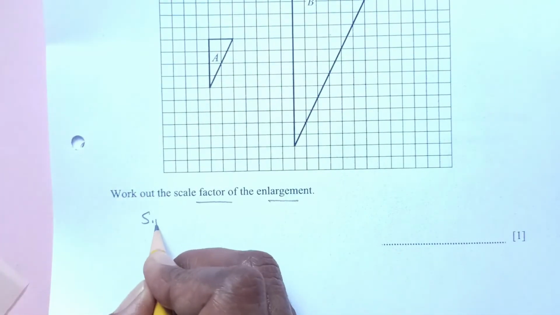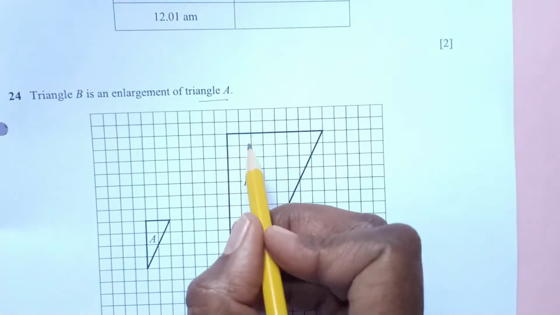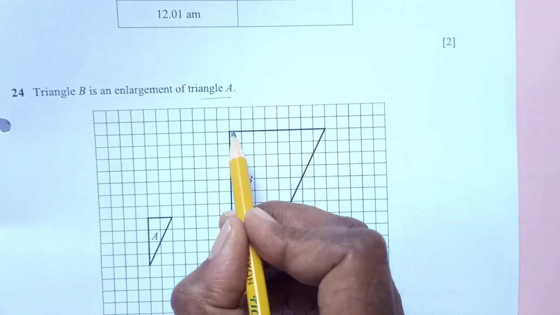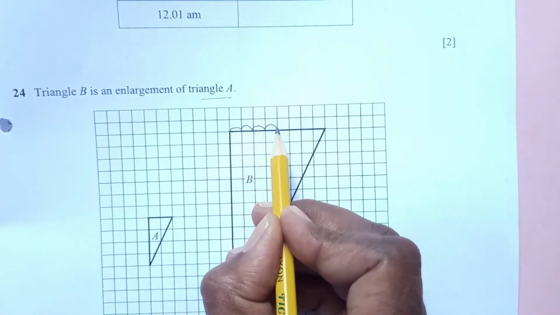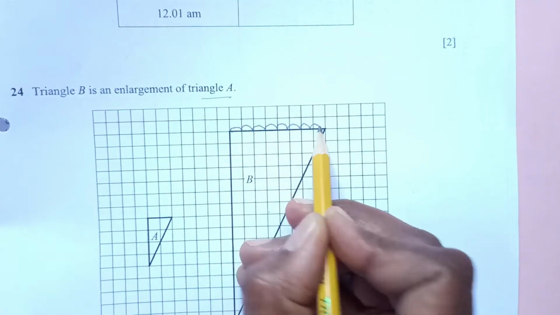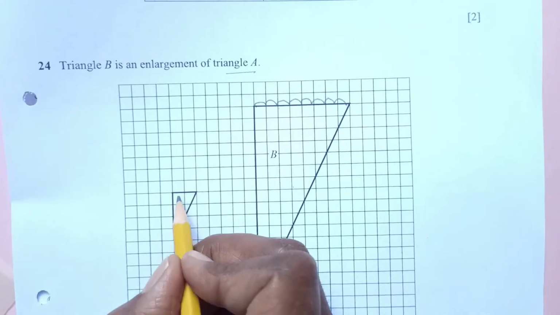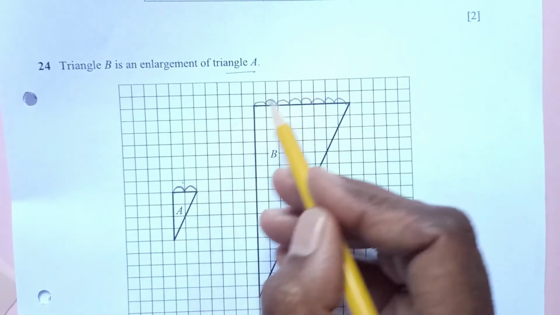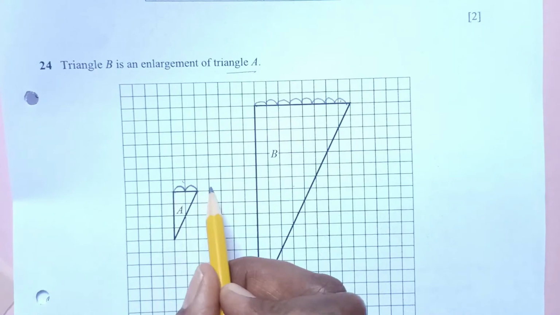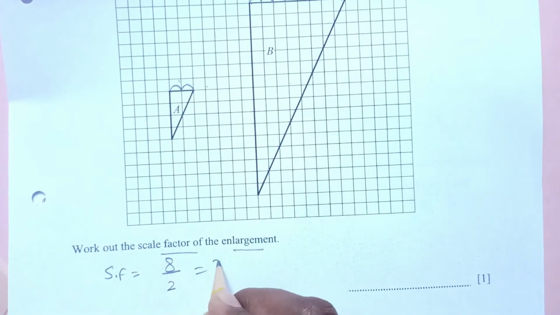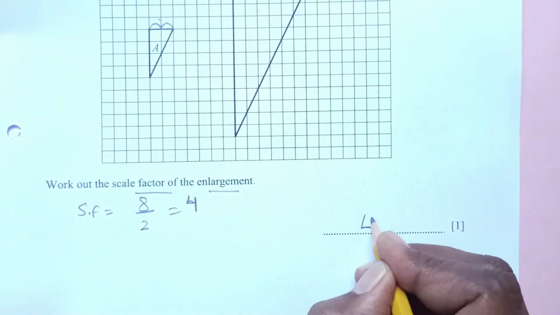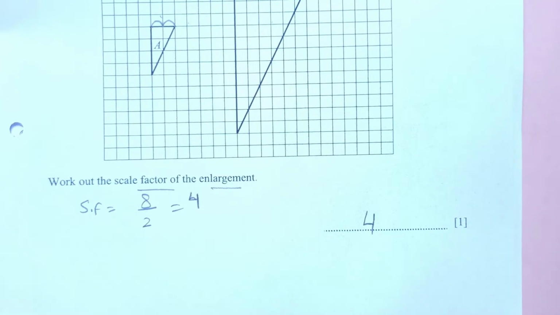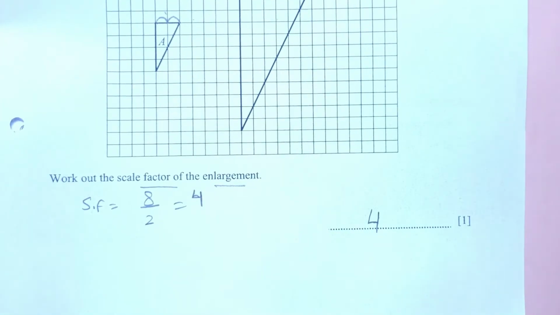For the scale factor, you can just count the number of squares on the largest shape: 1, 2, 3, 4, 5, 6, 7 and 8. So 8 divided by the same, taking the corresponding side, right? We have taken this one, so this is over 2. So the scale factor is going to be 4. So 4 is the final answer for that. That's just a 1 mark question and it's very easy.